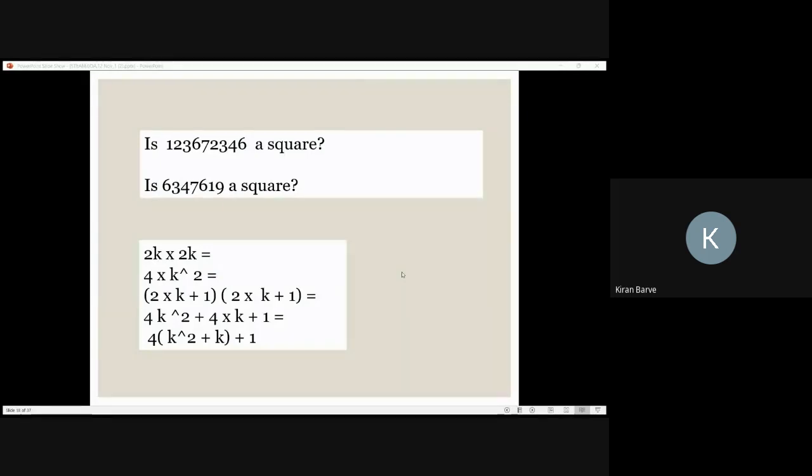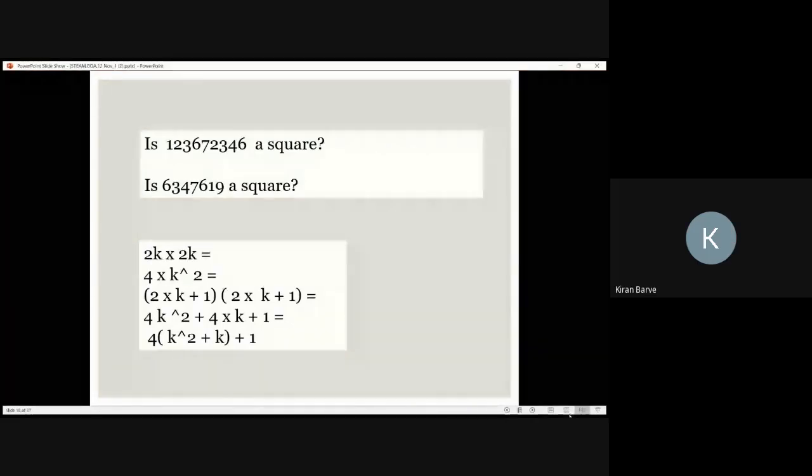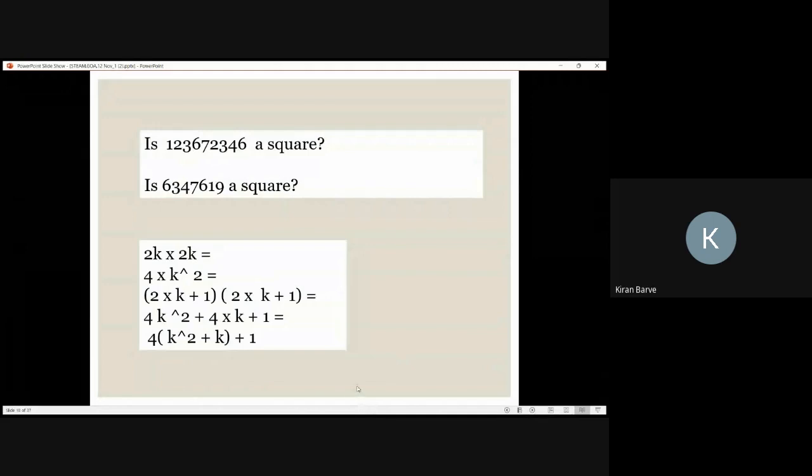Now the ending is even, but is it divisible by 4? No, because the last two digits you take should be divisible by 4. Right? So this is not a square. We have not calculated anything. Great, you are really great children of Goa. I thought of doing all this calculation, and you told me in 2 minutes. Great.